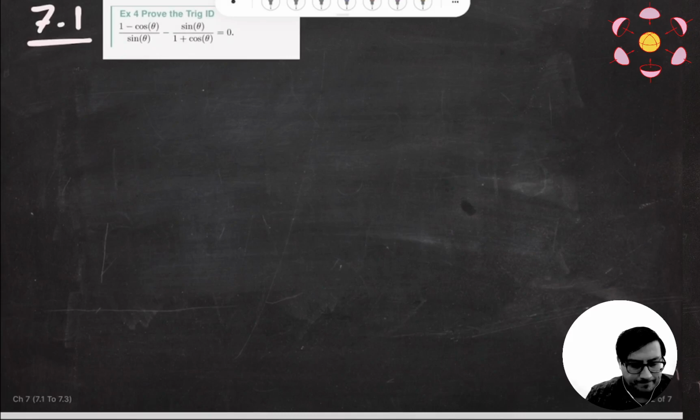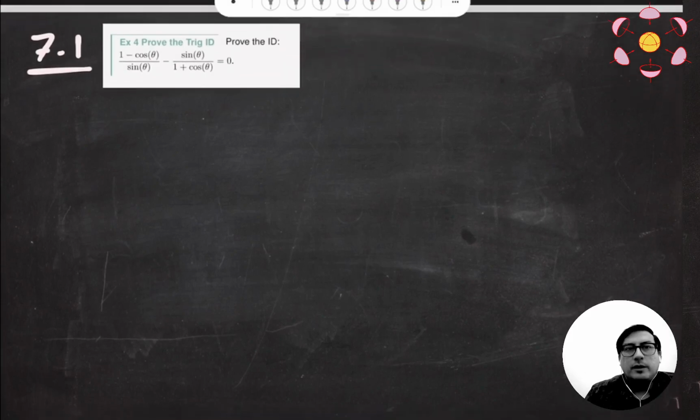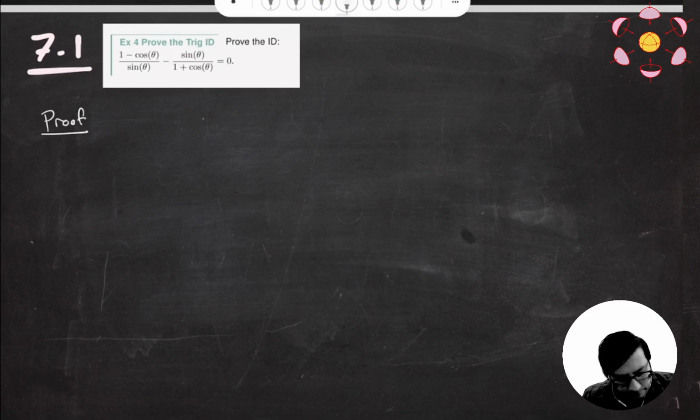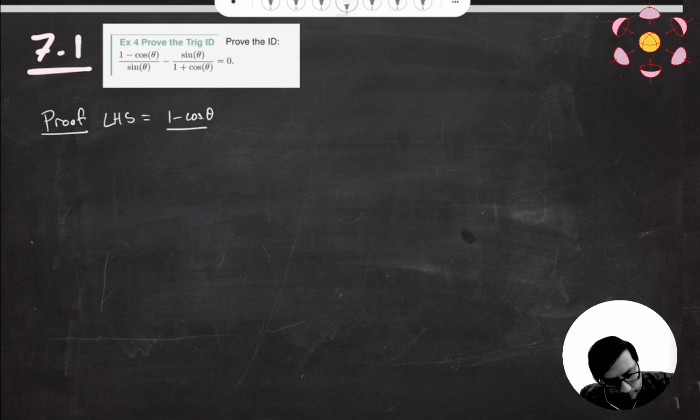Okay. So here we go. We are going to prove example 4. So let's start. As I mentioned, we're going to start with the word proof. And we're going to start with whichever side is more complicated. So let's start with the left-hand side. Okay. So you don't have to do this, but what I'd like to do is I actually just like to copy the problem.